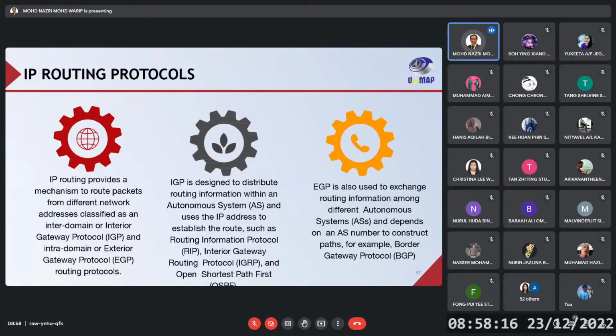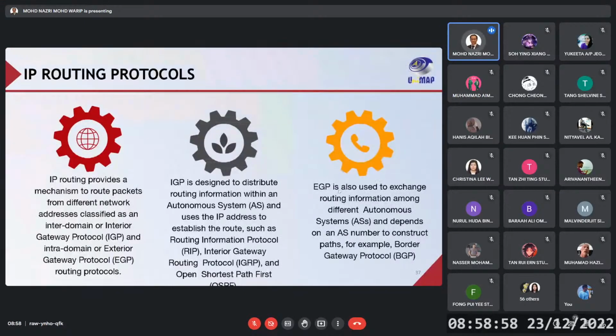Okay. IGP, for example, OSPF, IGRP, RIP. Okay. EGP, BGP only. That is border gateway protocol, BGP version 4. IGP is designed to distribute routing information within an autonomous system, like I said, and use the IP addresses to establish the route, such as RIP, IGRP, and OSPF. This is for IGP, as I said earlier.